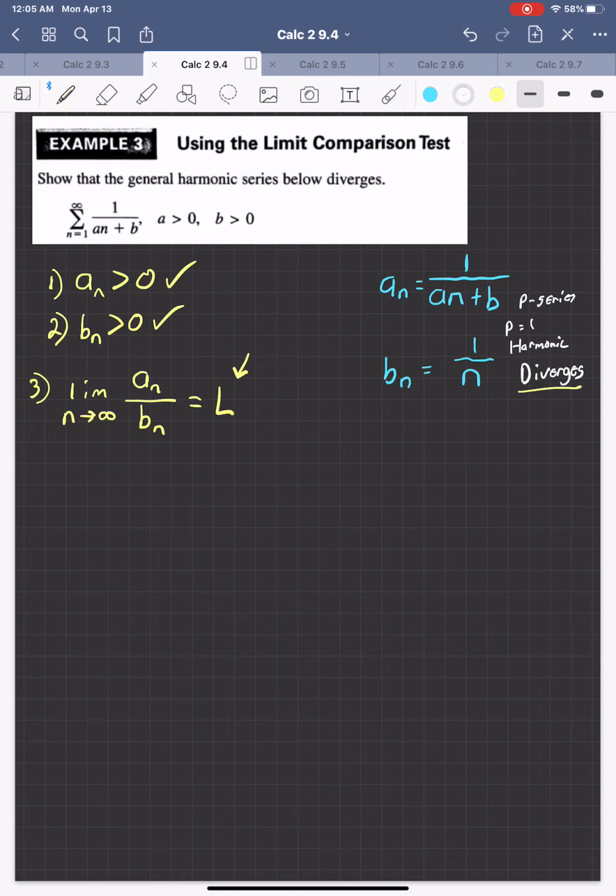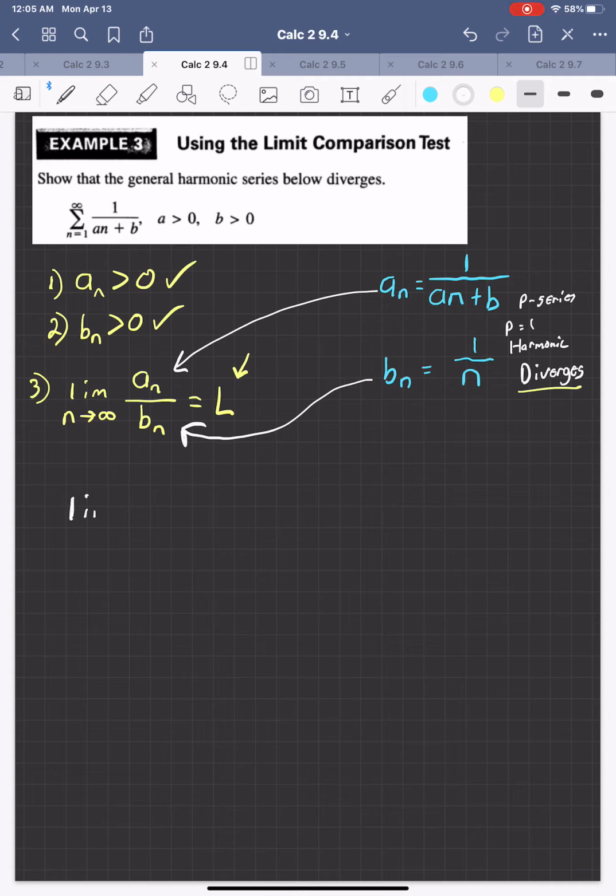But as soon as we can check off that third criteria, since they both diverge together or both converge together, then we will be able to make a statement about a sub n. So what's going to happen right now? Well, I'm going to be plugging in for a sub n and for b sub n. Let's go ahead and rewrite that.